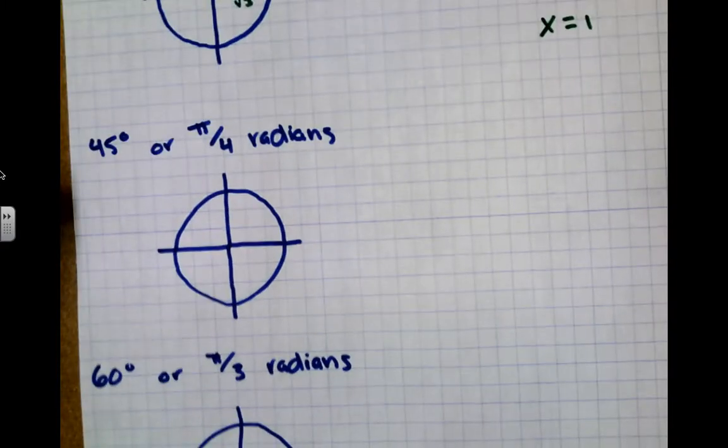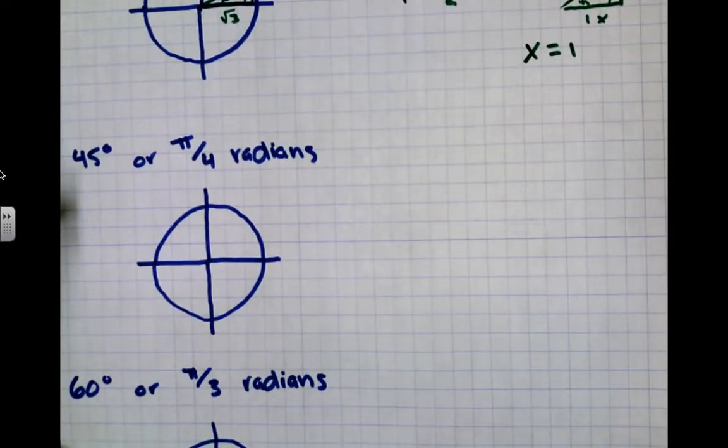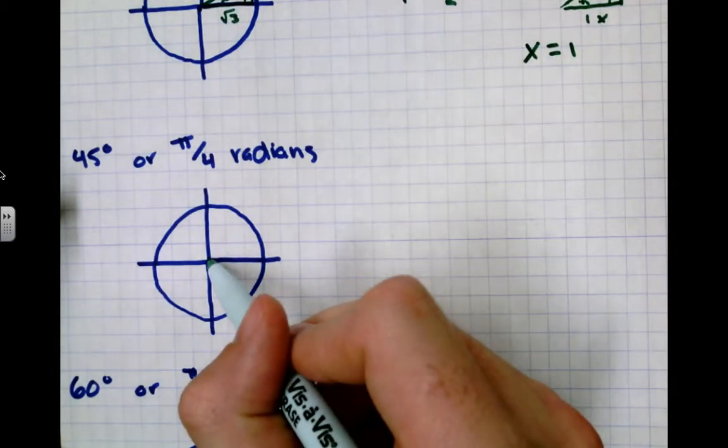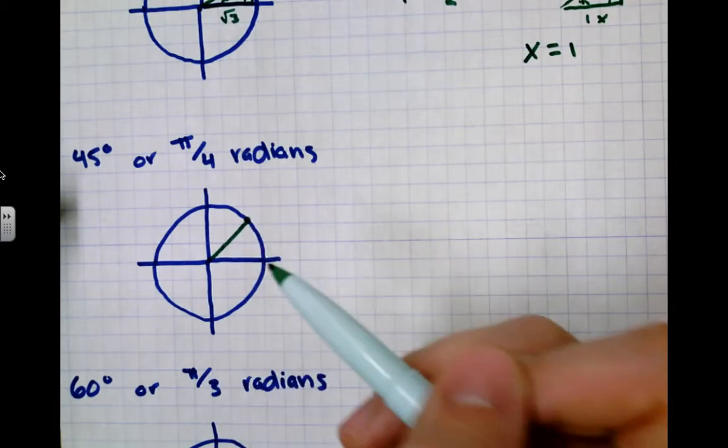And really, we're going to end up doing the same concept for the next two. We have a 45-degree or a pi over 4 radian angle. What that's going to look like is something along those lines.